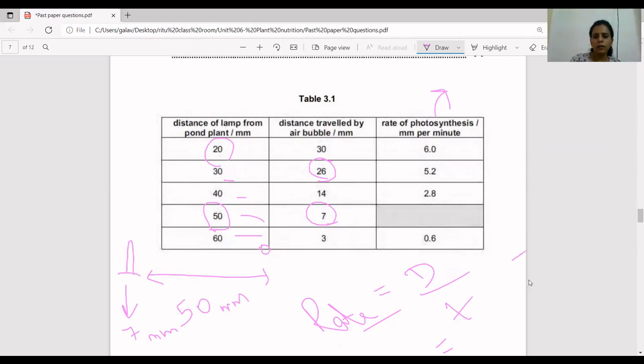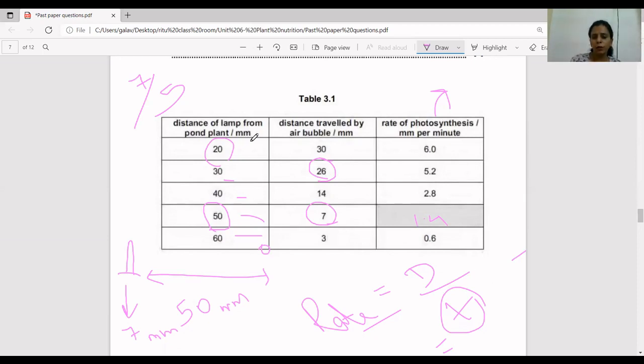So here you will have 7 divided by time. Now for how much time was the reading taken? The reading was taken for 5 minutes. It's given above in the question. So 7 divided by 5 would be 1.4. So the rate of photosynthesis, in millimeter per minute, would be 1.4 millimeter per minute. So 7 divided by 5.